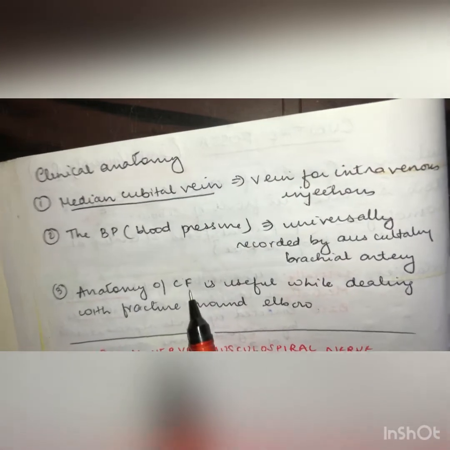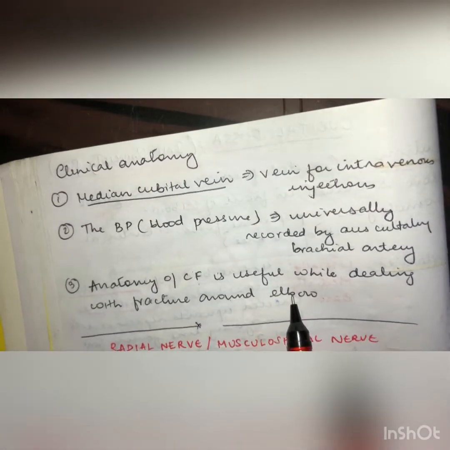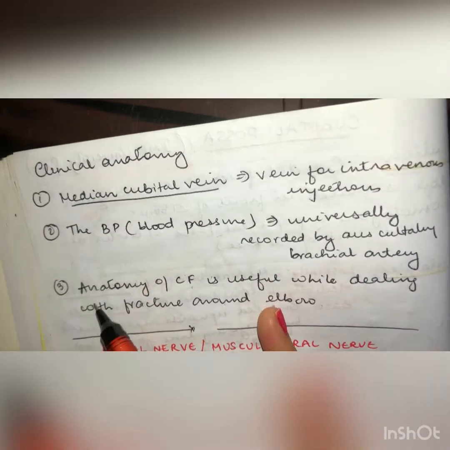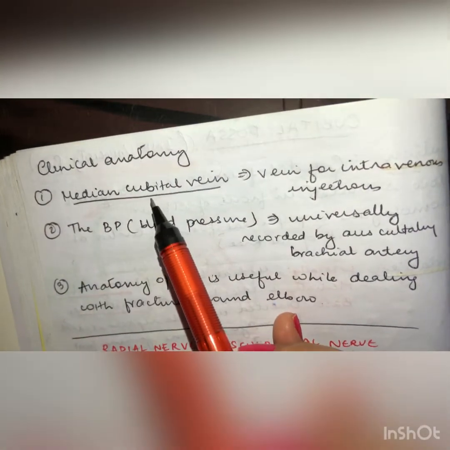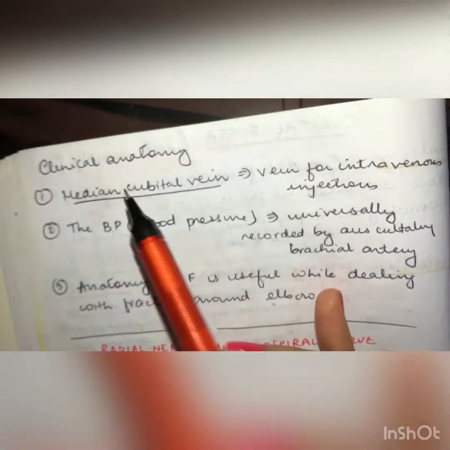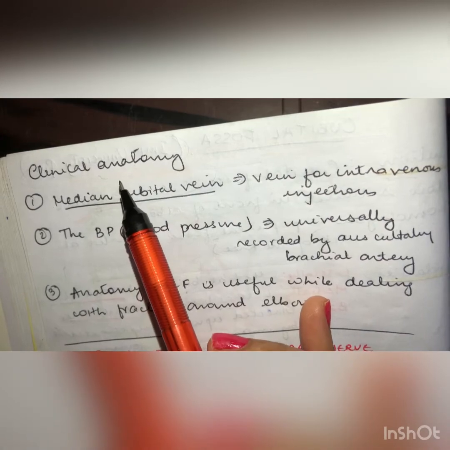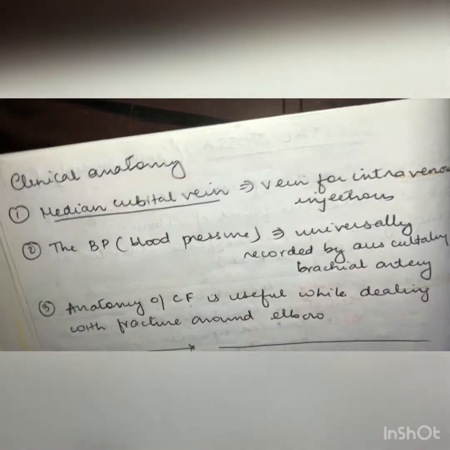And the anatomy of the cubital fossa is useful while dealing with fractures around the elbow. So these 3 points are required to write in your answer. Whenever you're writing any answer for anatomy, make sure you add an answer for clinical anatomy. So that's it.